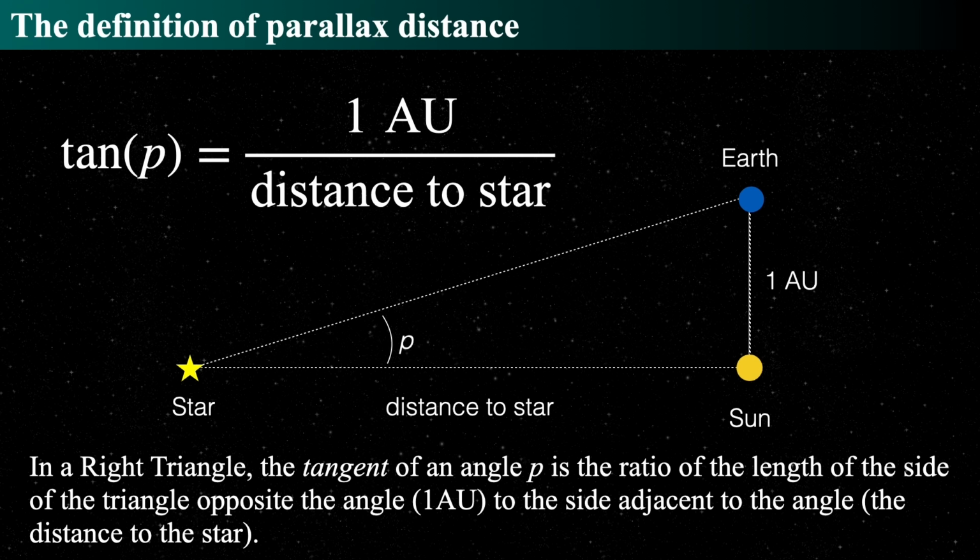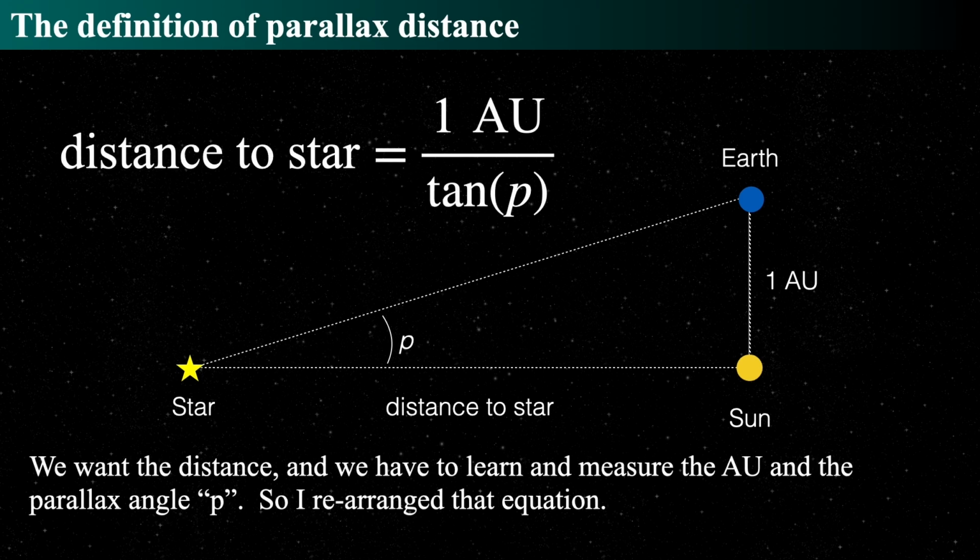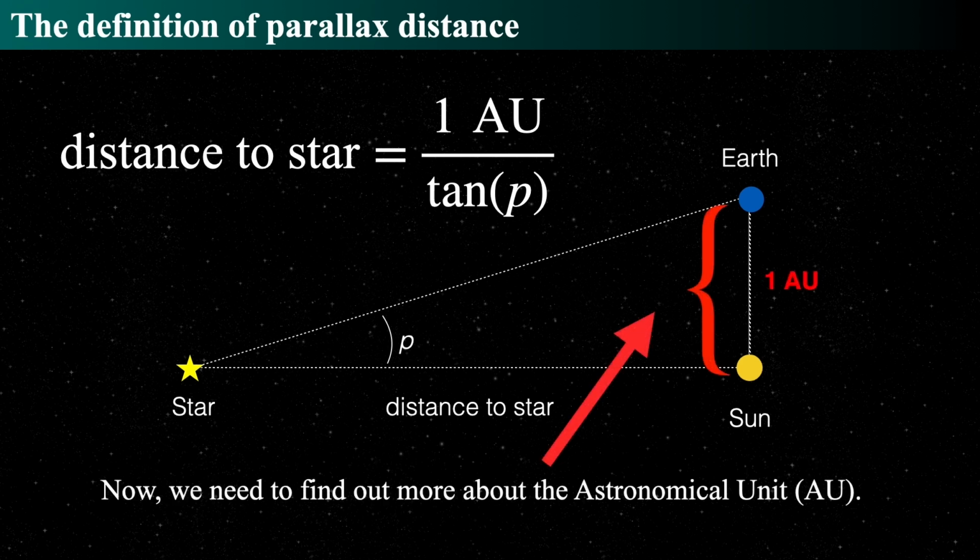So what's an astronomical unit? Well, that is the average distance between the Earth and the Sun. So let's take again a look at that. And so we can redefine the distance to the star as 1 AU divided by the tangent of the angle P. We're going to play with this definition a little bit just to make it really convenient to use. What is an astronomical unit? If you don't know this, you don't know the distances to the stars.